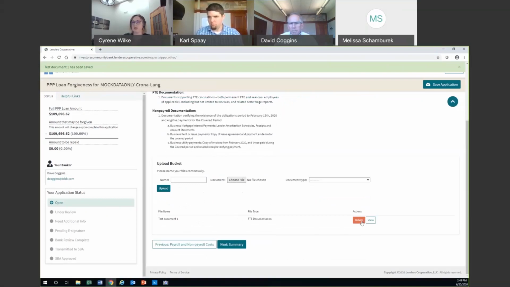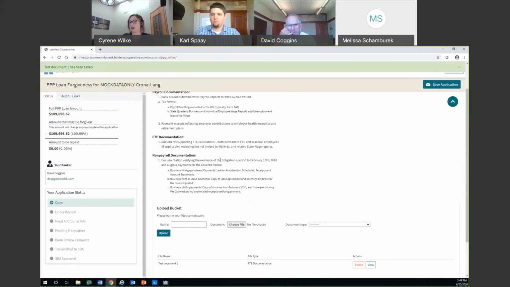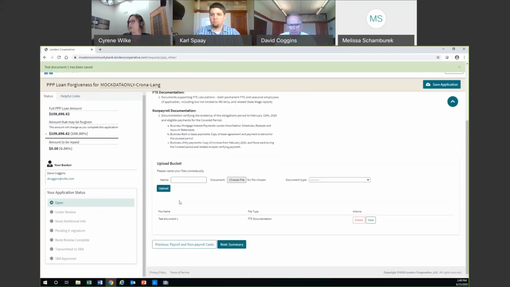If you uploaded something by mistake, you can delete it. If you want to see what is it that you uploaded, you can click the view button. And you can always, again, save the application. So if you're getting some documentation, but you don't have it all, you can always save, come back when you have your 941s or whatever other tax forms or supporting documentation you need. You can always come back later and add those documents at a later time. But once you've got all your documentation uploaded, then you can proceed to the summary.